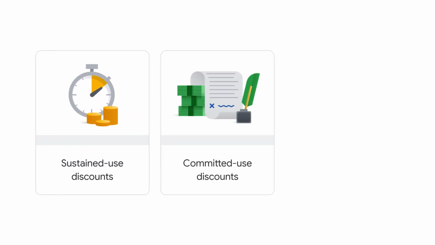Committed use discounts are also a thing. If your workloads are stable and predictable, you can purchase a specific amount of vCPUs and memory upfront with a 57% discount applied. But there is a catch. In return, you'll need to commit to using Compute Engine for either 1 or 3 years.